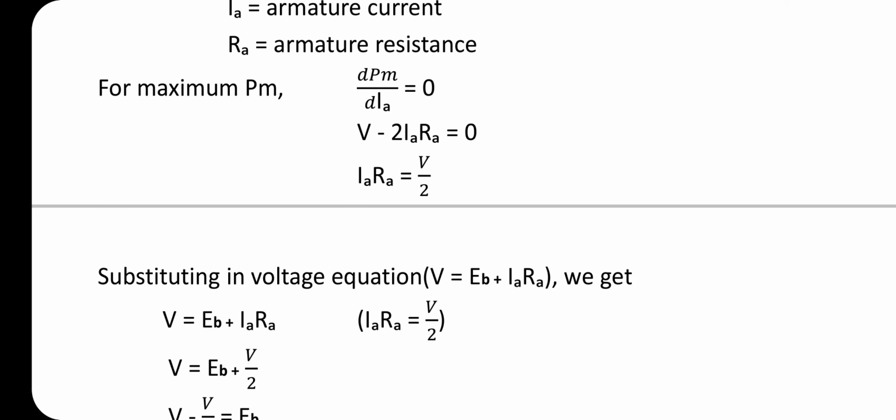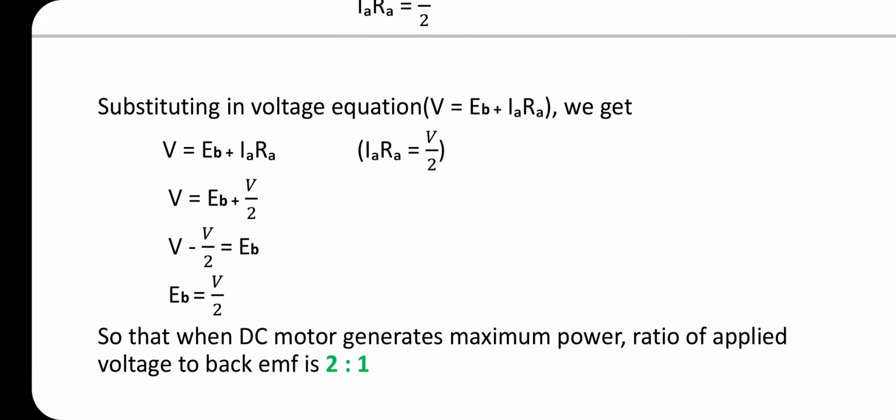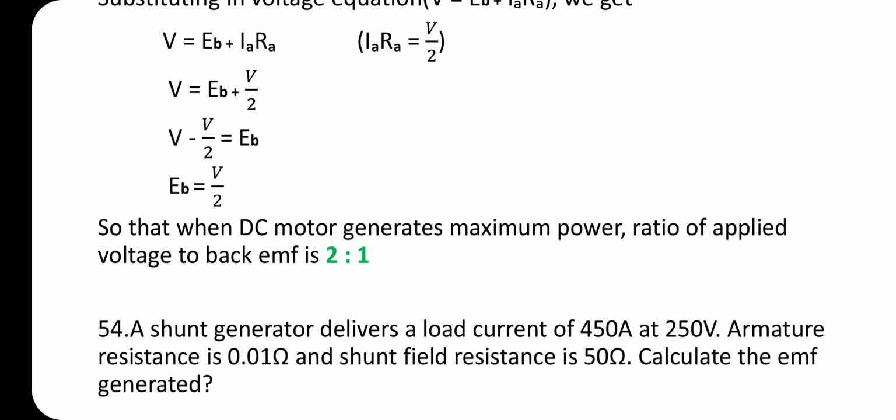Substituting in voltage equation, V equal to EB plus IA RA. From the above equation, for maximum PM, we get IA RA equal to V by 2. Substitute this value in this equation, we get V equal to EB plus V by 2. That is, V minus V by 2 equal to EB. Therefore, EB equal to V by 2. So when DC motor generates maximum power, ratio of applied voltage to back EMF is 2 is to 1.